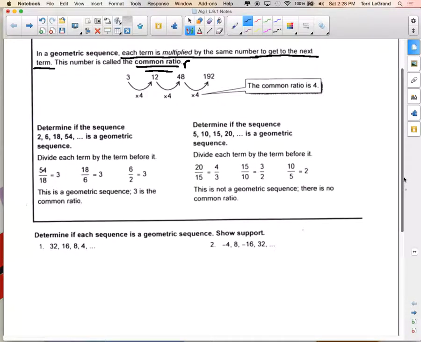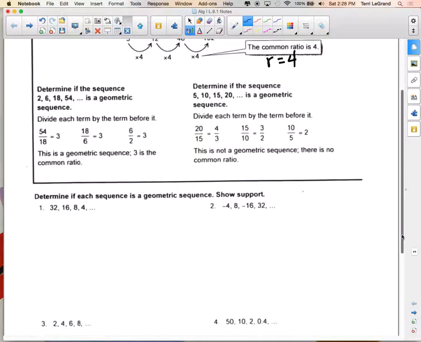We can say we have a geometric sequence. So in this example here, our sequence is 3, 12, 48, 192. If you take 3, multiply by 4, you get 12. 12 you multiply by 4, you get 48. 48 you multiply by 4, you do get 192. So this is a geometric sequence with an R value of 4.